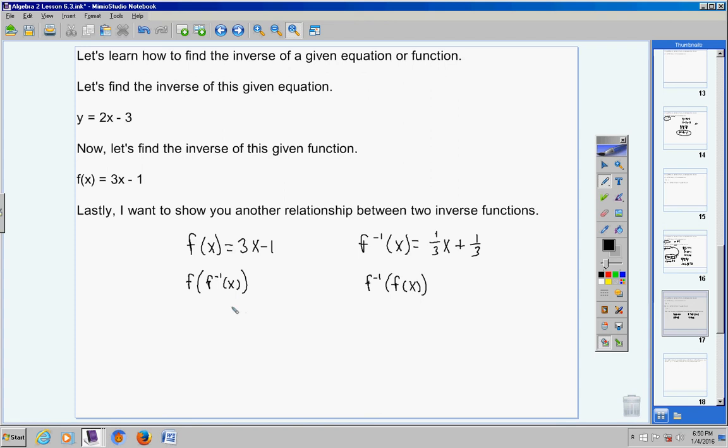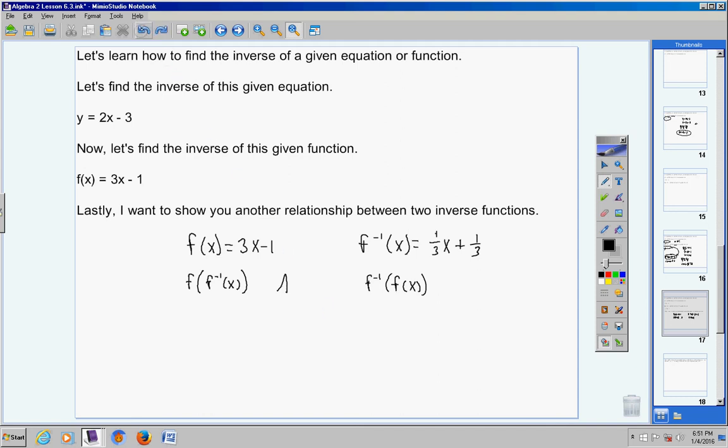We're going to find the composition both ways. f of f inverse of x and f inverse of f of x. Do you see the difference? Here we have this, and then they're swapped over here. We're going to find the composition, and you must do it both ways. Why, Mr. Earhart? You're going to see in a second.